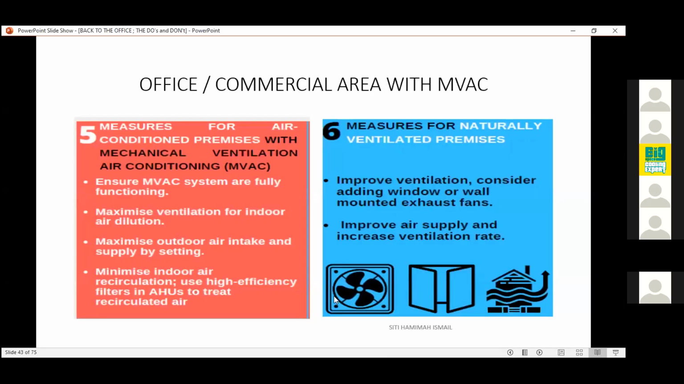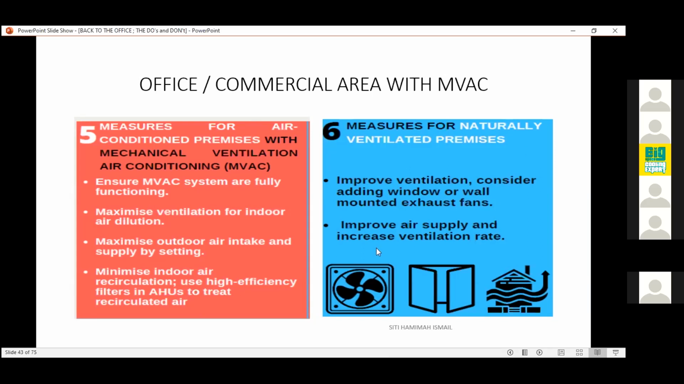Okay, office. Okay, kalau office, so make sure HVAC you fully function. Okay, maximize ventilation. Kenapa? You memang kena buka you punya fresh air. Okay, you kena minimize indoor punya recirculation. You kena buat balik balancing. So make sure you punya air movement tu at minimum, bukan at maximum. Okay, and then you kena tukar you punya filter.